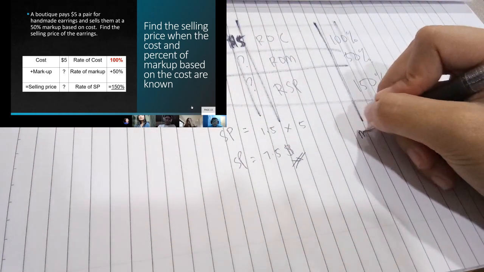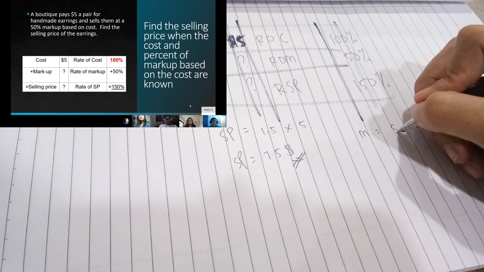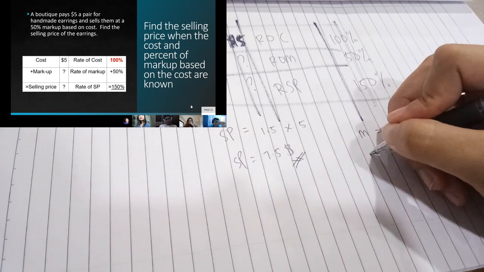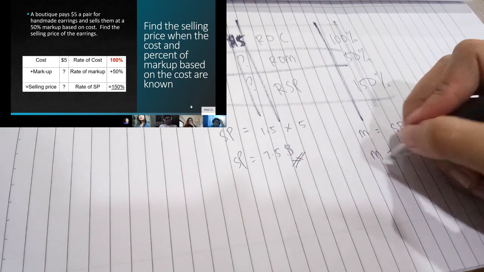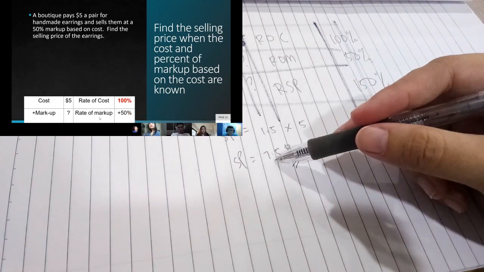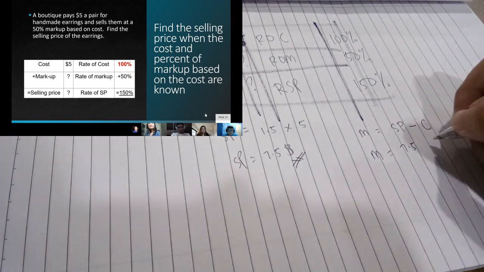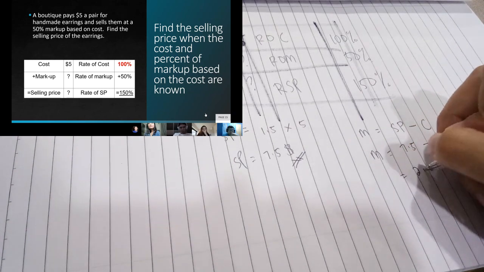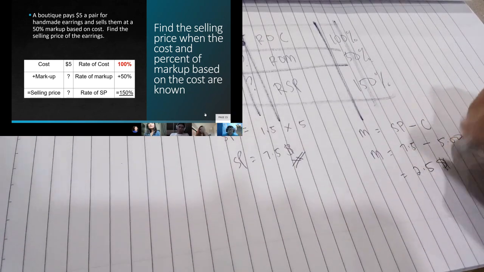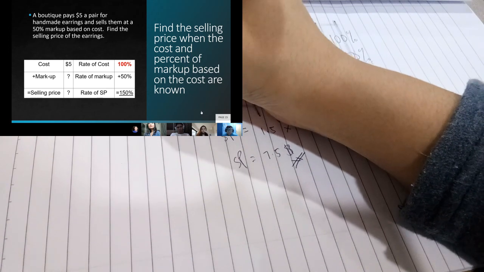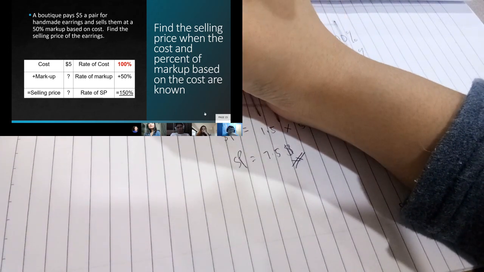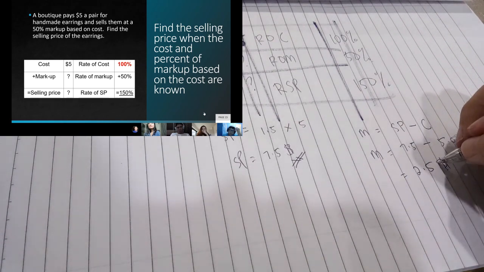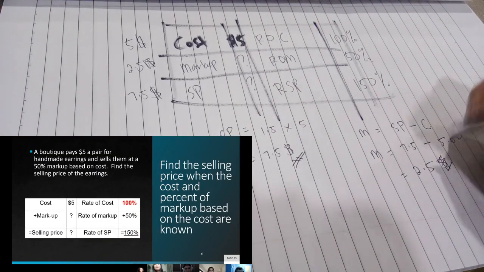Next, to find the markup, the formula is selling price minus the cost. We already found the selling price, so the markup is the selling price $7.5 minus the cost $5, which equals $2.5. So this is the markup, 2.5.